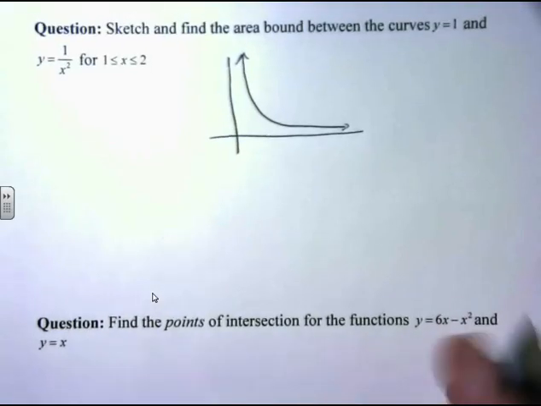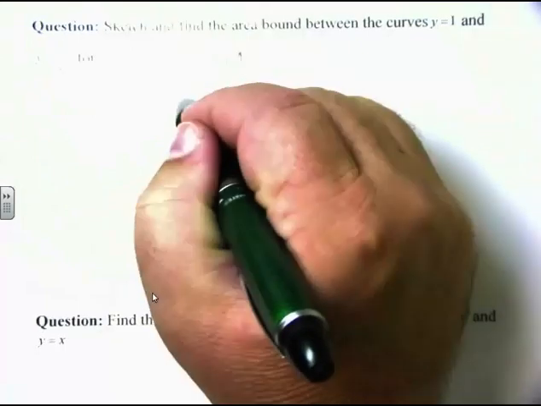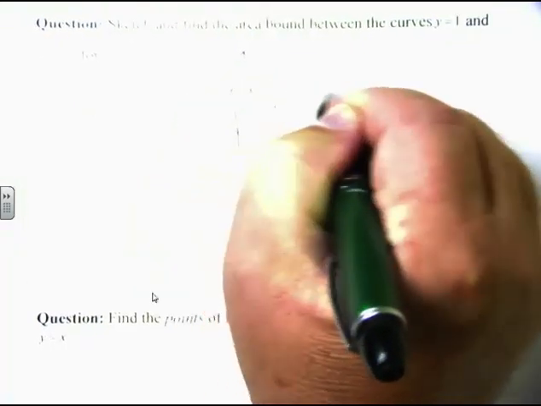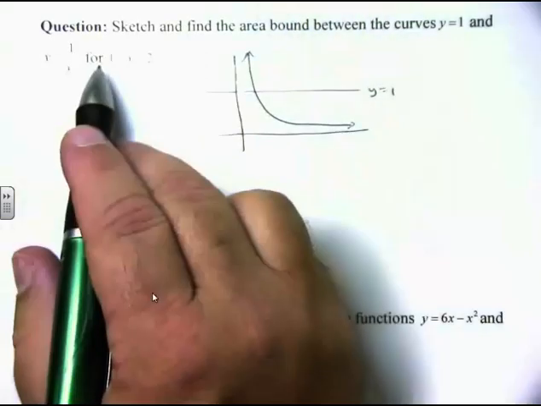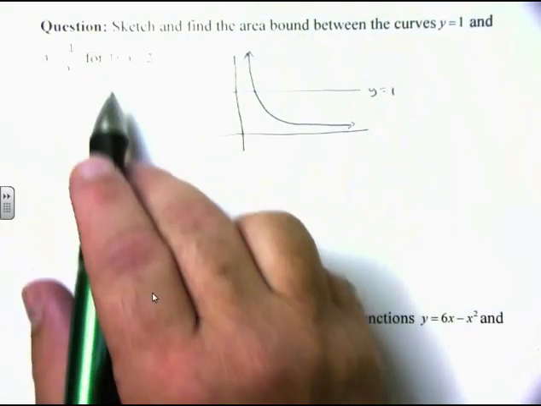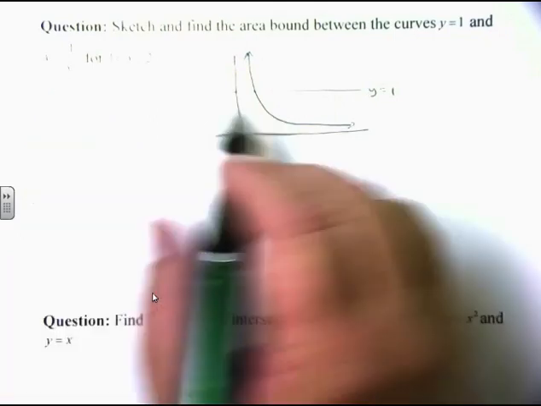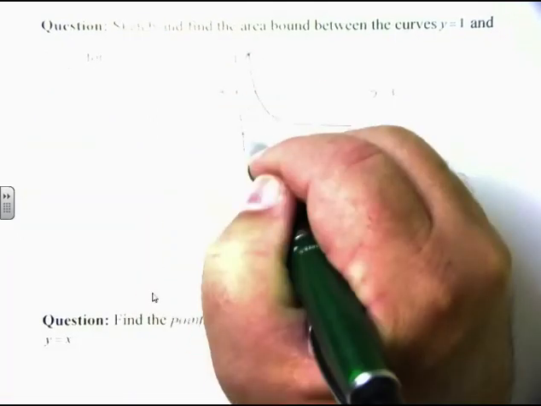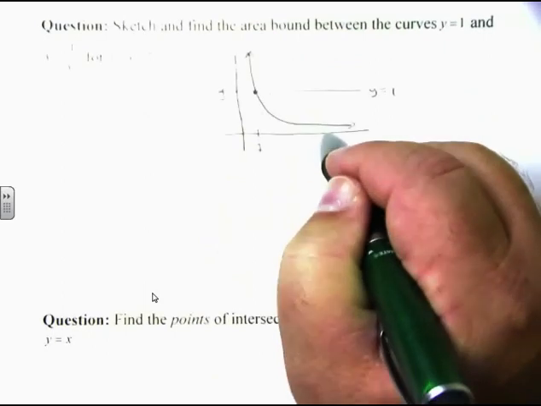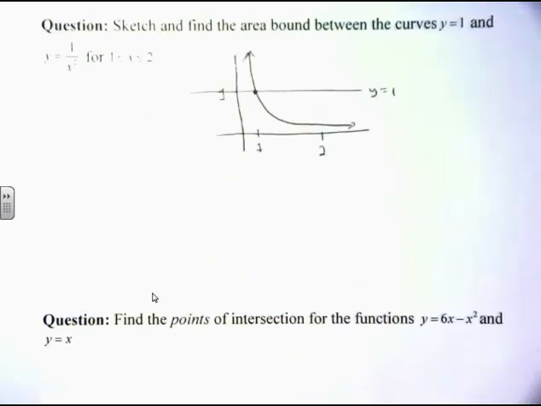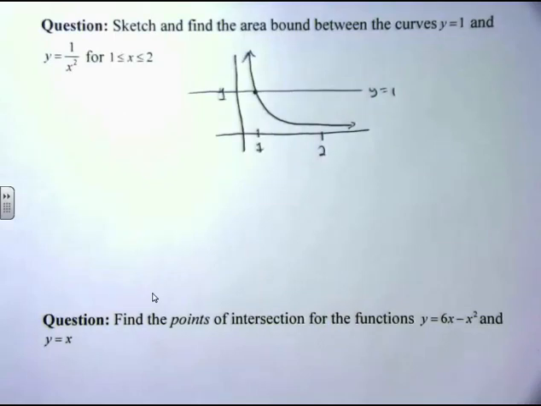I got y equals 1. Y equals 1 comes in here and does this, y equals 1. And now we're talking about between 1, x is 1, so I plug in 1, 1 over 1 squared is 1, so right here 1 is 1, so that's that point of intersection there, all the way over here 2, and I'll just declare this to be 2. So you got to draw this in.